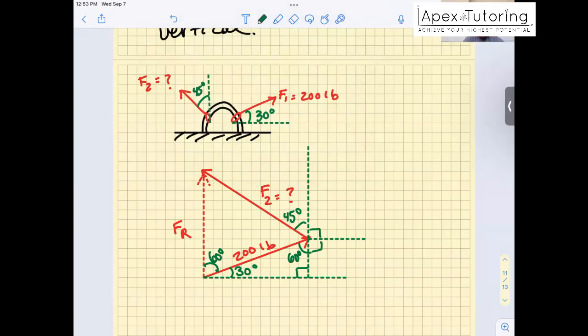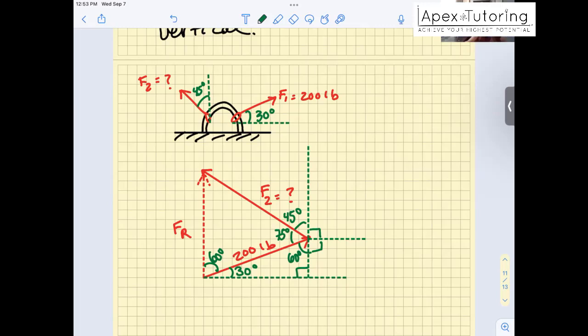And then that outside angle, we know the whole thing is 360. So 60 plus 90 is 150. 150 plus 90 is 240. 240 plus 45 is 285. And then 360 minus 285 is 75. Very good. 75 degrees, yeah.